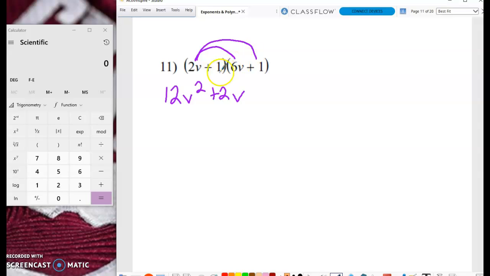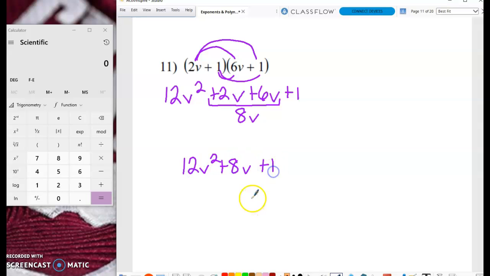I'm done distributing 2v, so now I'm going to go to the next part of my polynomial and distribute the 1. So 1 times 6v is 6v. And then 1 times 1 is 1. So now that I'm done multiplying everything, I just need to combine any like terms I may have. So I'm going to take the 2v and the 6v and combine them together to get 8v. And I have no other like terms, so I can just rewrite my final answer as 12v squared plus 8v plus 1.